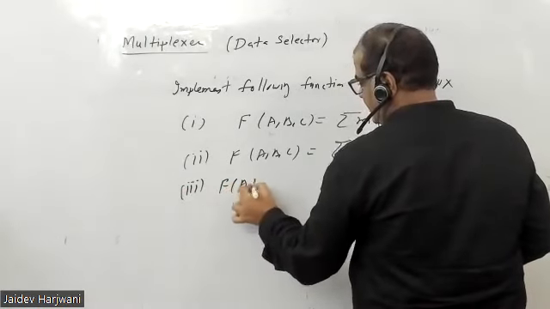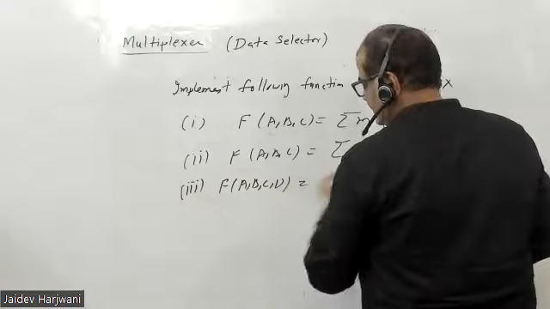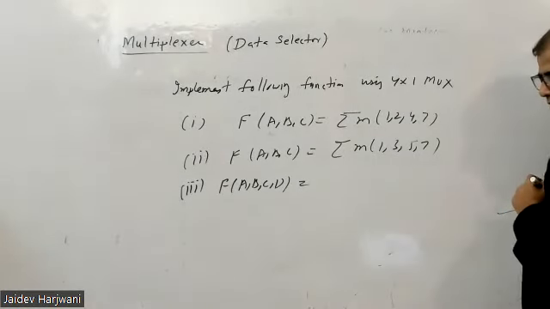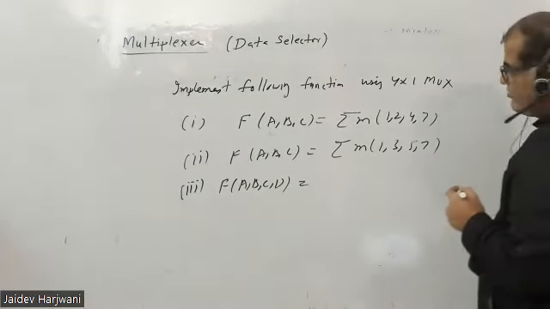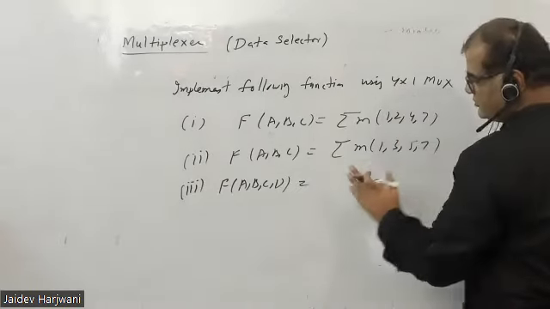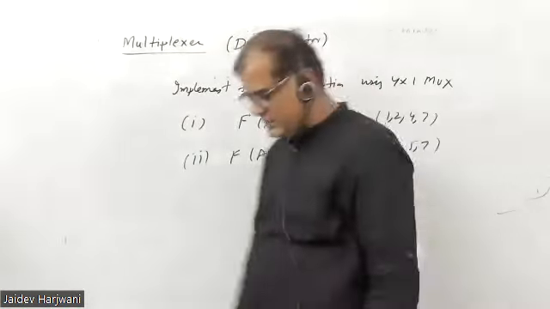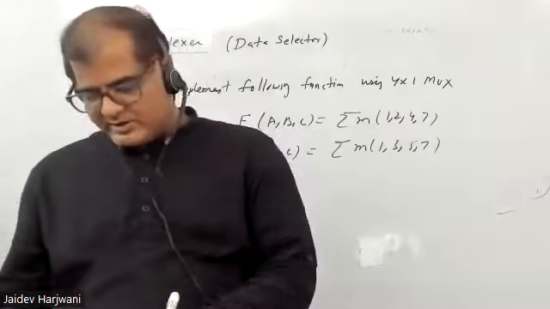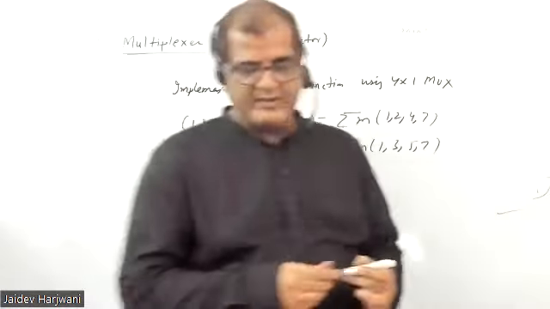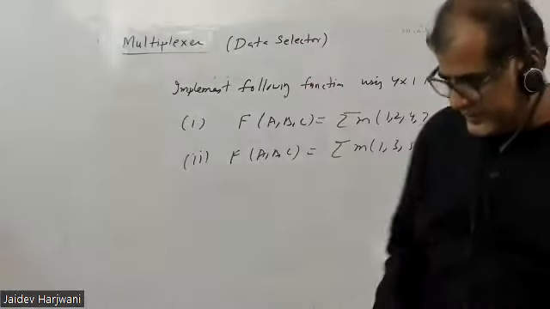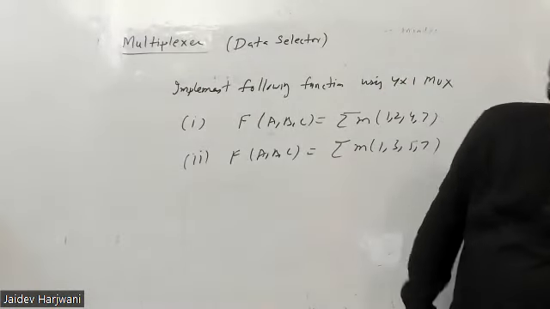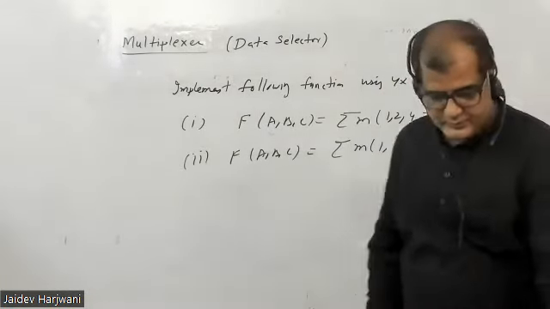F(A,B,C,D). Now these are 4 variables. This is a 4x1 mux, right? We will see this with the 8 tomorrow. Okay. So these two are your homework, send me. I would like to stop here. Thank you. Thank you, sir.